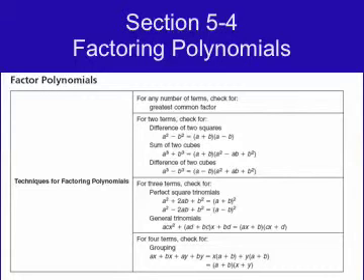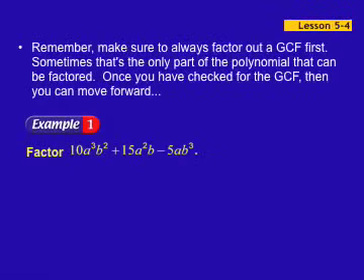Section 5 for factoring polynomials. The first thing that we do in factoring is look for a greatest common factor. Sometimes that's the only part of the polynomial that can be factored. Once we've checked for that, then we can move on and use some of the other formulas or methods. So let's take a look at this first example.